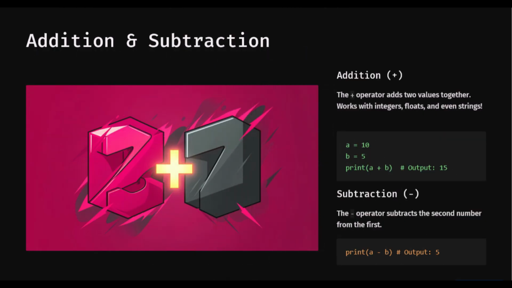Moving forward, let's take a closer look at addition and subtraction in Python. The addition operator, represented by the plus sign, is used to add two values together. While we mostly use it for numbers like integers and floats, it is also powerful enough to work with strings. For example, if we have a variable a equal to 10 and b equal to 5, printing their sum gives us an output of 15. On the other hand, we have the subtraction operator, which uses the minus sign to subtract the second number from the first. Using our same variables, subtracting b from a results in an output of 5. These two operators are the foundation of basic arithmetic and are incredibly simple to implement in your code.